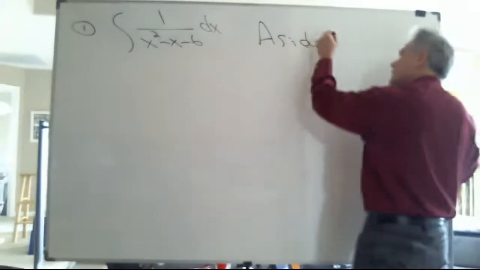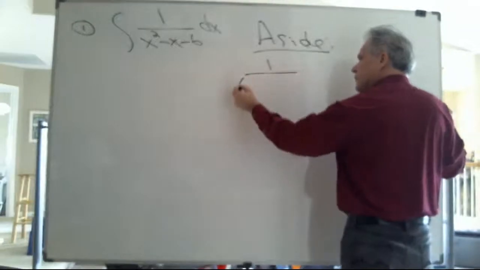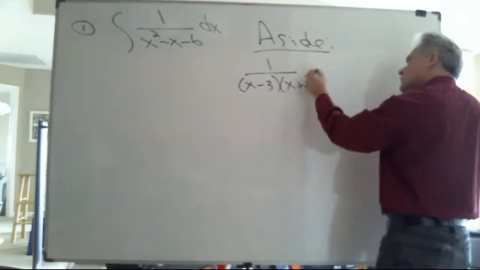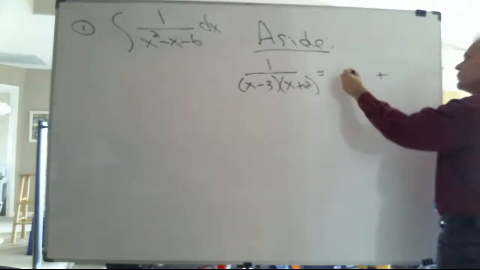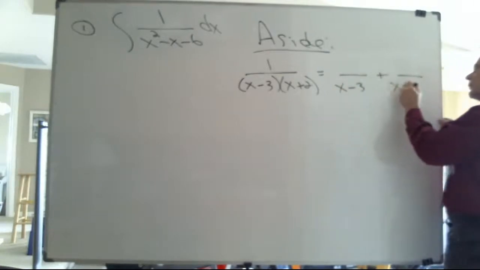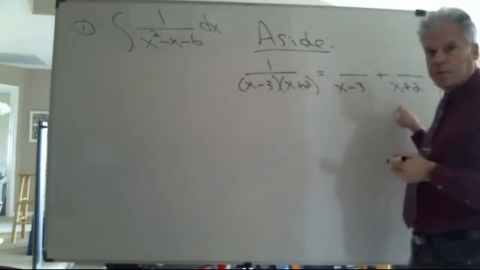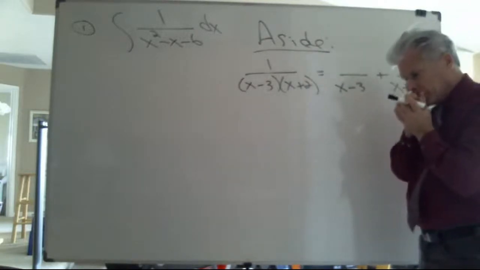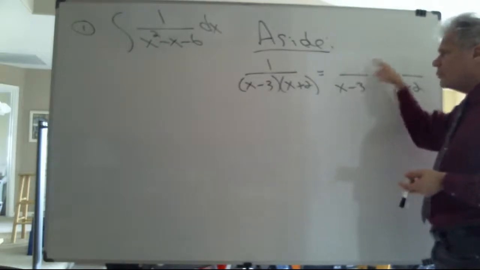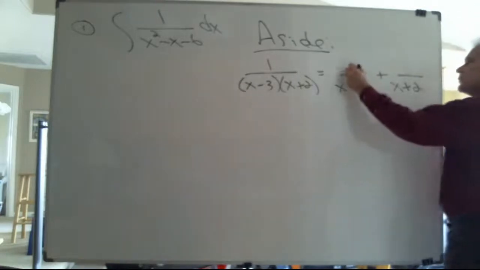I will pull out my nifty little piece of scratch paper. I will take my fraction, factor its denominator, and I will decompose it into the sum of two other fractions whose denominators are easier to deal with. Because this is proper, these two must be proper. Their denominators are of degree 1, so the numerators can be as great as degree 0. That means they're merely constants.